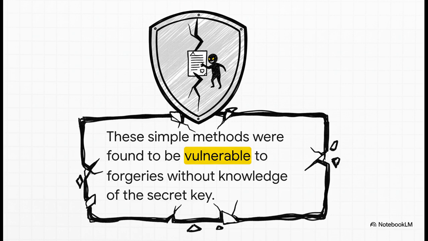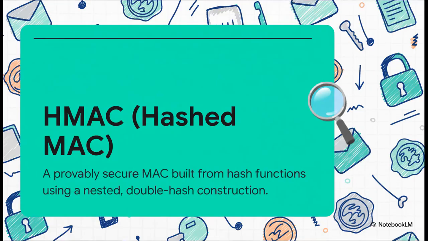With the secret prefix method, for example, an attacker could sometimes add their own data to the end of a message and calculate a perfectly valid new MAC without ever knowing the secret key. So, yeah, we needed a better way. And that better way is HMAC.